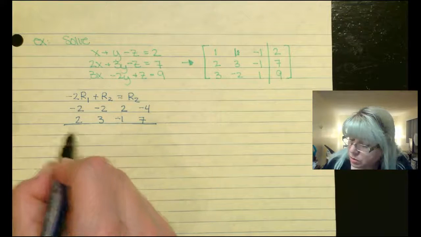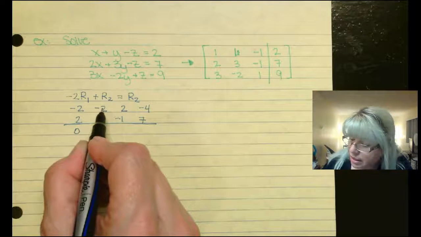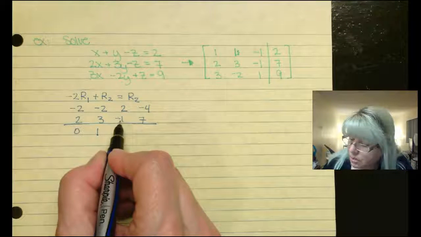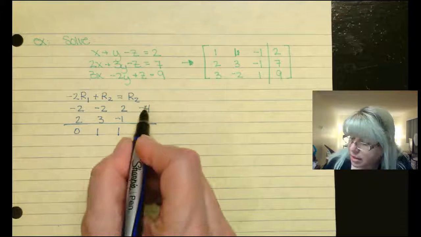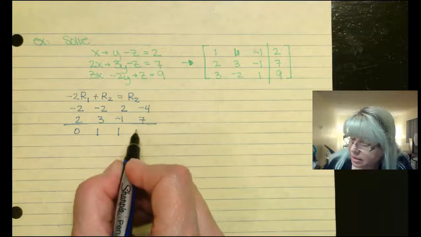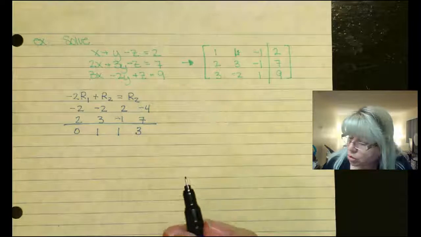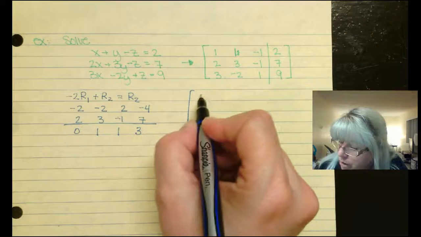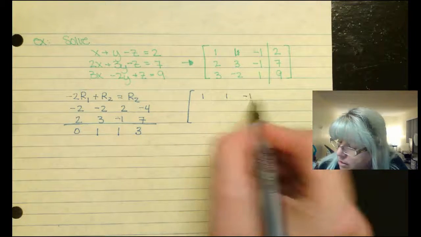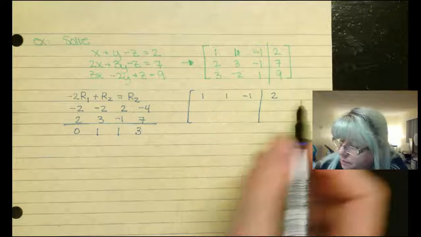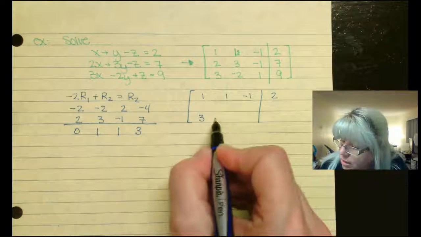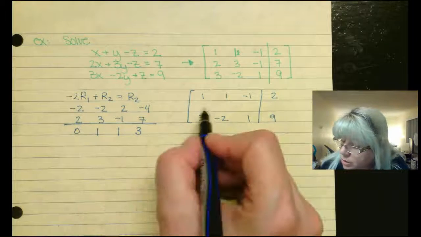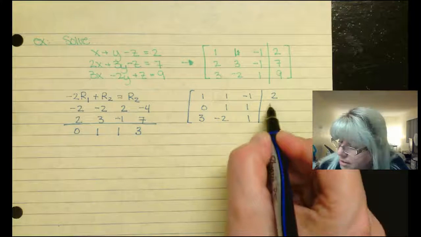Negative 2 plus 2 is 0. Negative 2 plus 3 is 1. 2 minus 1 is 1. And negative 4 plus 7 is 3. So my new row 2 is going to be, I didn't touch row 1 or row 3. 1, 1, negative 1, 2 for row 1. And 3 I didn't touch. 3, negative 2, 1, and 9. But the new row 2 is 0, 1, 1, 3.